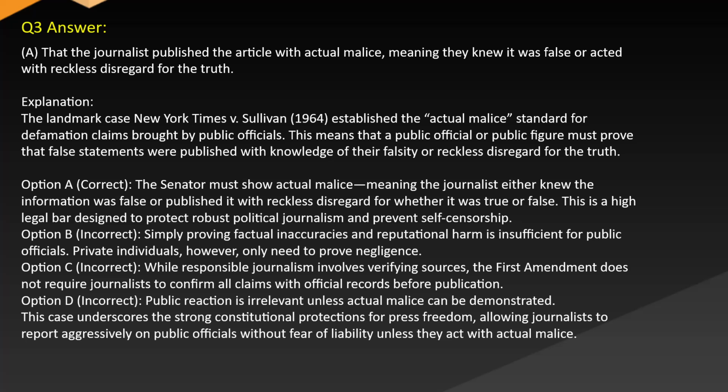Option C is incorrect. While responsible journalism involves verifying sources, the First Amendment does not require journalists to confirm all claims with official records before publication. Option D is incorrect. Public reaction is irrelevant unless actual malice can be demonstrated. This case underscores the strong constitutional protections for press freedom, allowing journalists to report aggressively on public officials without fear of liability unless they act with actual malice.